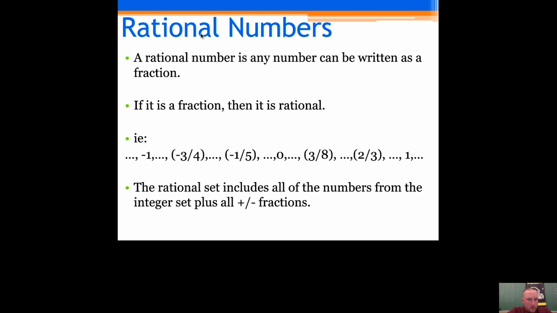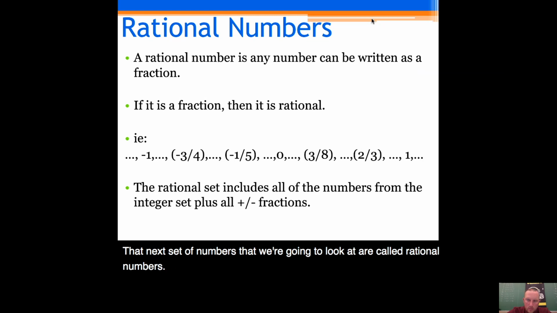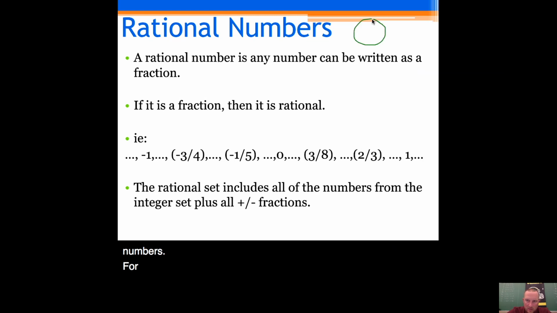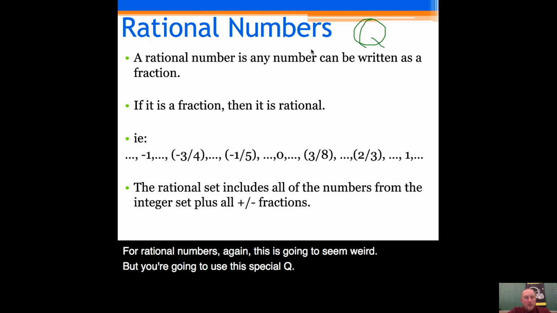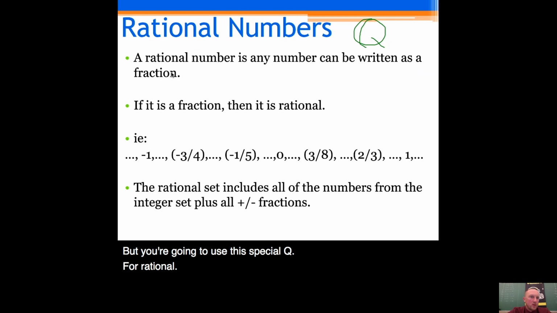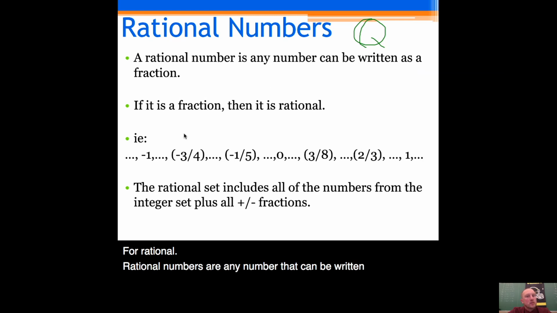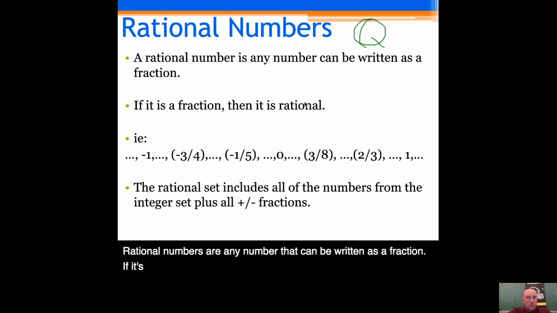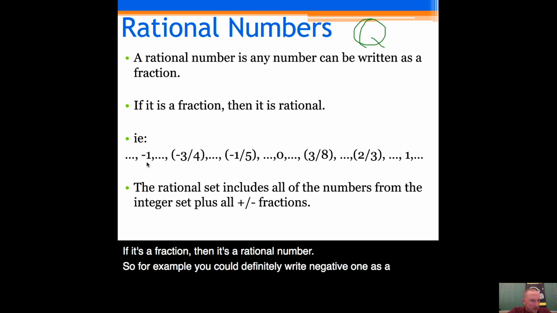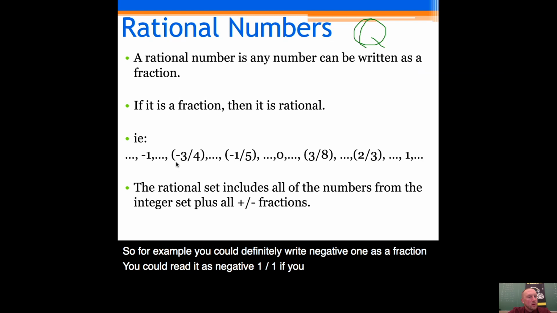That next set of numbers that we're going to look at are called rational numbers. For rational numbers, again, this is going to seem weird, but you're going to use this special Q for rational. Rational numbers are any number that can be written as a fraction. If it's a fraction, then it's a rational number. So for example, you could definitely write -1 as a fraction. You could write it as -1/1 if you wanted to. Also, -3/4 is a fraction.